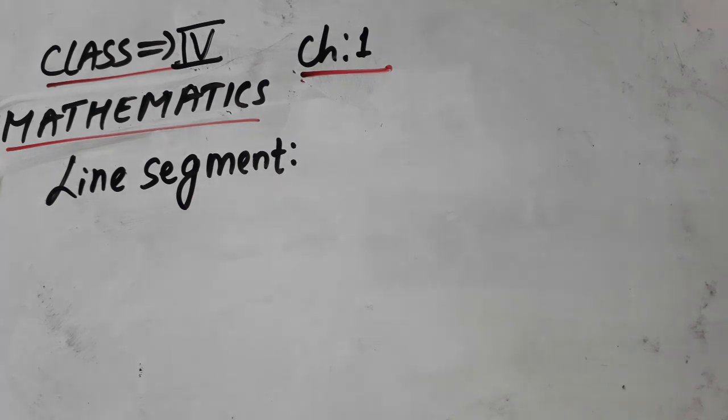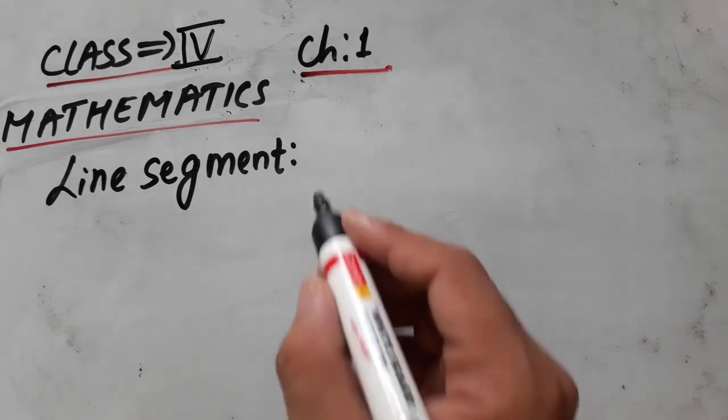So, students, let's first understand the concept of line segment. A line segment is a part of line that has two endpoints, and similarly it has fixed length. So please look at the board.